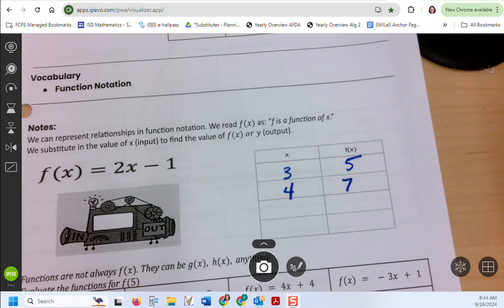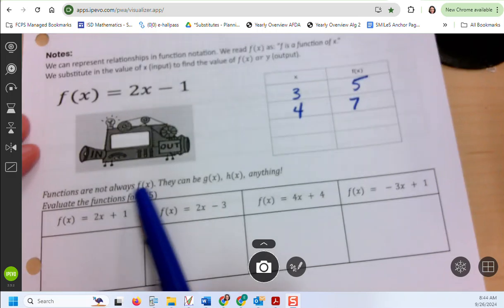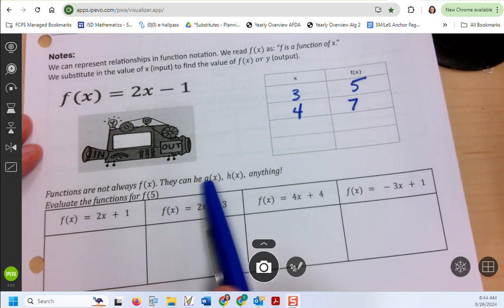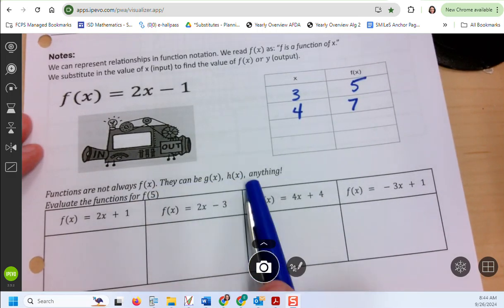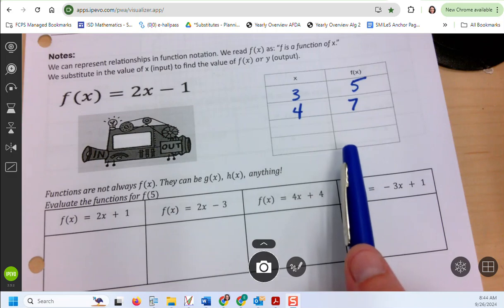Raise your hand if you've ever seen f of x before. Good. So some of you have seen it before. If you haven't seen it before, just remember that it acts like y. But the way you write some things can be interesting. We'll see. So it says functions are not always f of x. They could be g of x or h of x. Those are the most common ones. And then sometimes they'll use another letter.